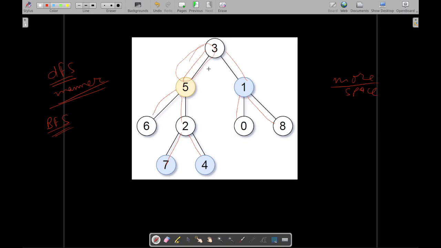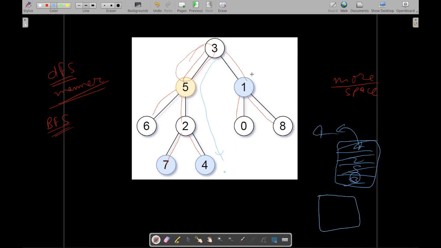Since in DFS, if you go from this direction to this direction and you hit the end, you traverse back, and all the entries in the recursion stack, like if you are going from 3 5 to 4, it will be 3 5 2 4, will be popping out one by one. 4 goes out, then 2 goes out, 5 goes out, then 3, then again you will be traversing a new branch. Actually, 3 will not go out, 3 will stay.